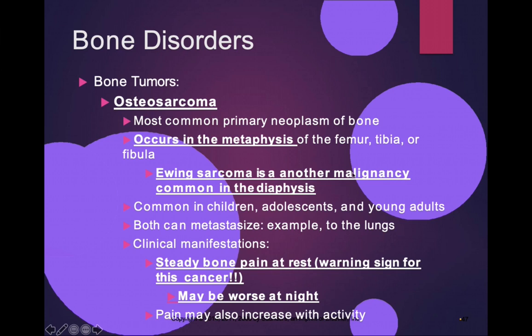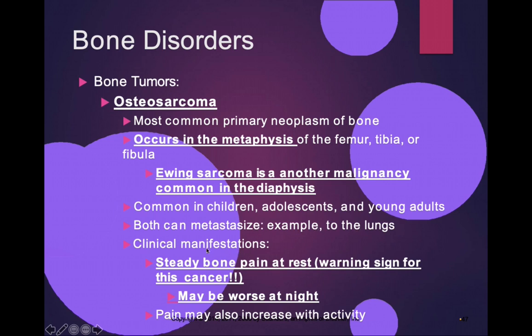Ewing sarcoma is another malignancy, but that's commonly found in the diaphysis. Okay, so if it's more proximal at the metaphysis, it's an osteosarcoma, and if it's a little bit more distal in the diaphysis, they call it a Ewing sarcoma. It's common in children, adolescents, and young adults. Both can metastasize, commonly to the lung.